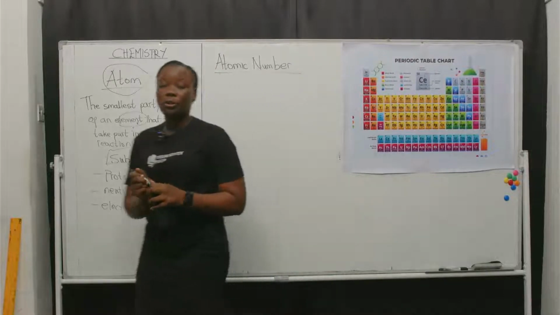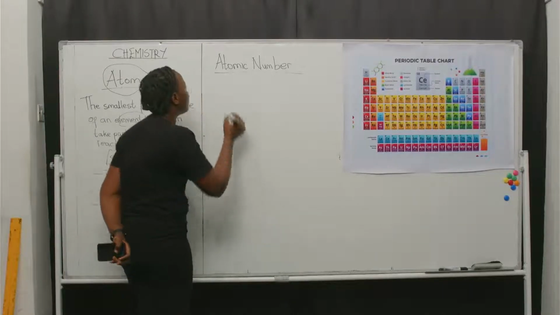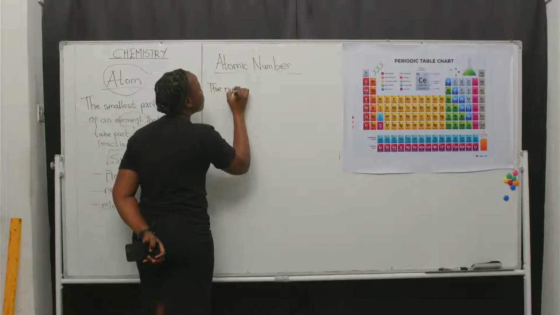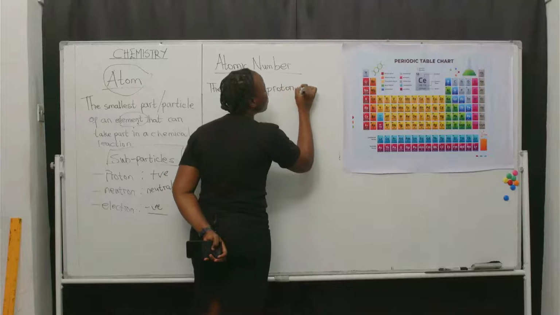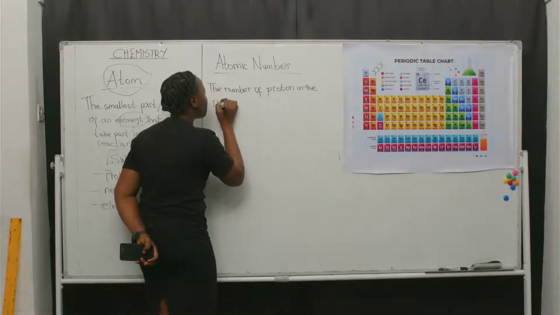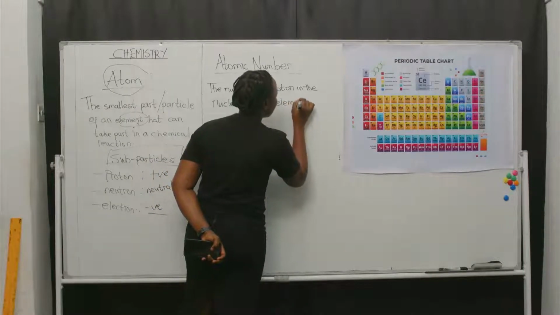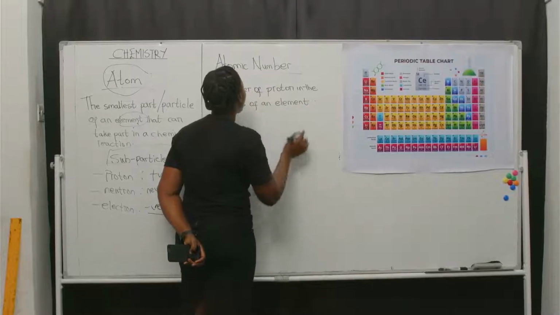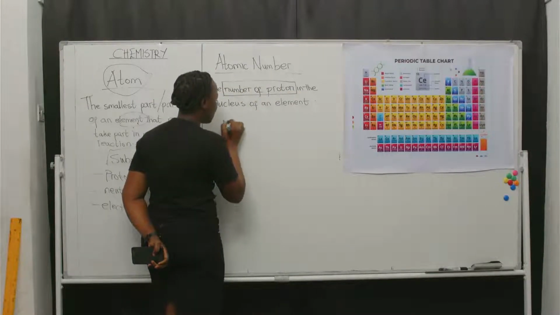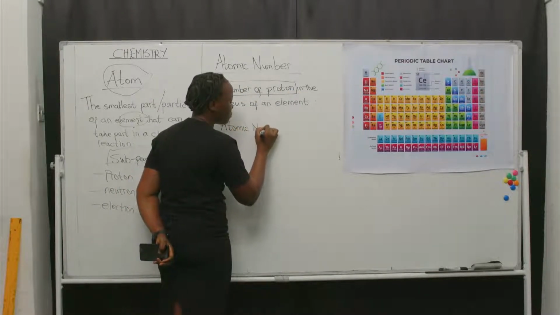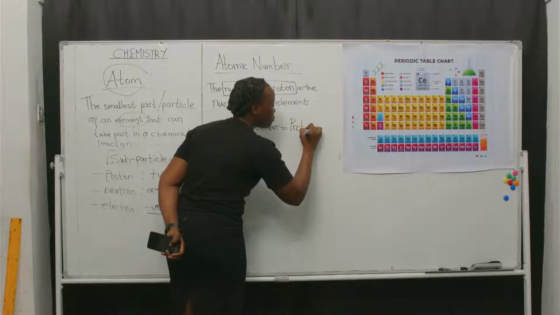What's the definition of atomic number? Atomic number is the number of protons of an element, the number of protons in the nucleus. So we can say atomic number is the what? Proton number. Atomic number is equal to what? Proton number.